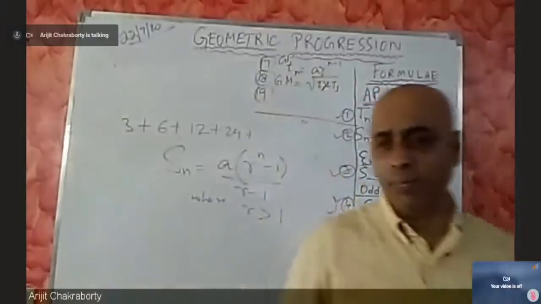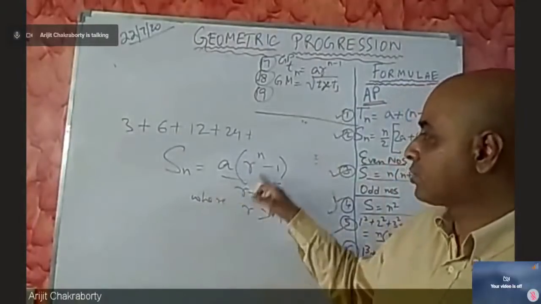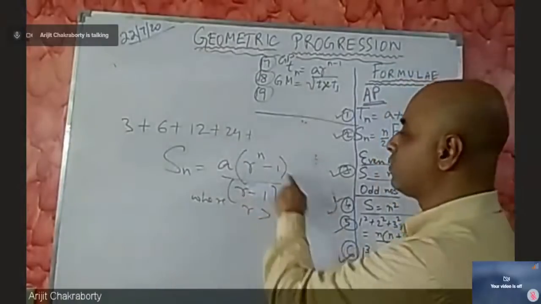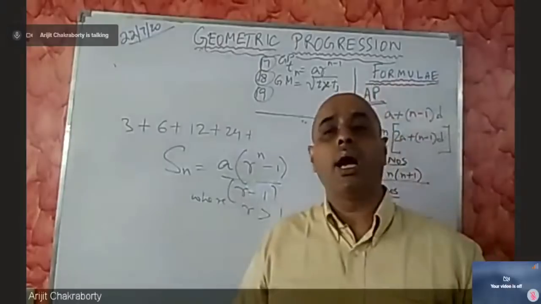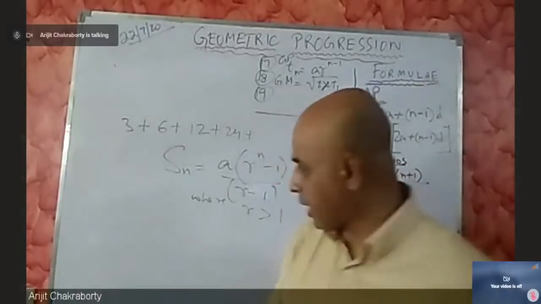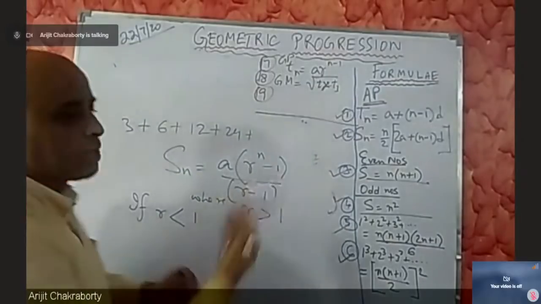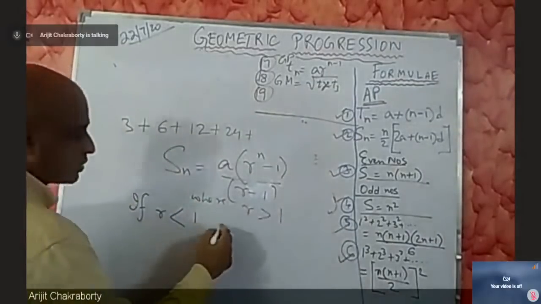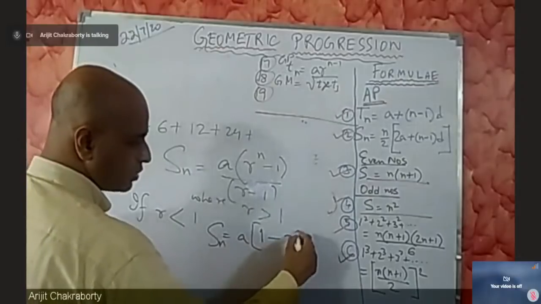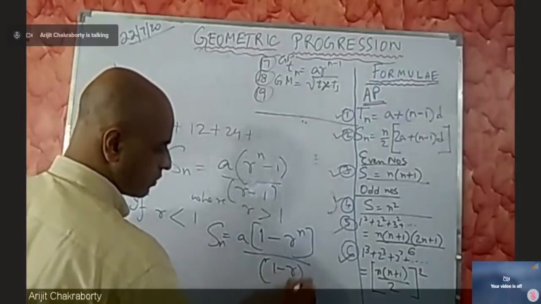If r is greater than 1, that means if the common ratio is greater than 1, then please use this formula, a into r to the power n minus 1 divided by r minus 1, provided r is greater than 1. If r is less than 1, I am writing the formula. If r is less than 1, then the formula will be just inverted. So then the sum will be a, instead of r to the power n, it will become 1 minus r to the power n. In the denominator, instead of r minus 1, it will be 1 minus r.